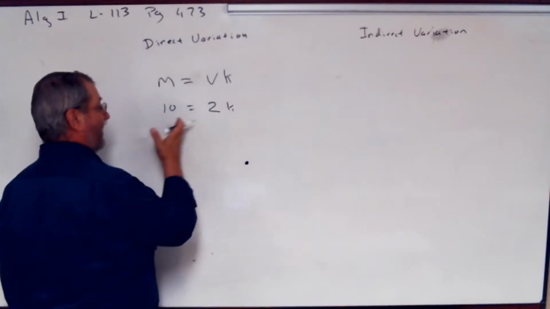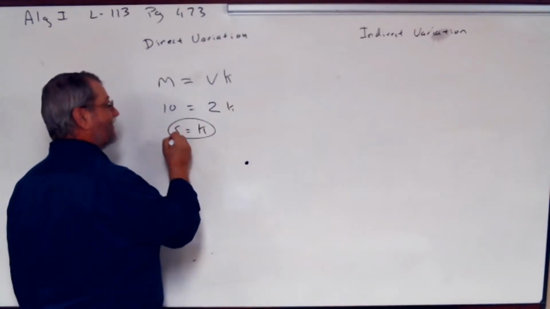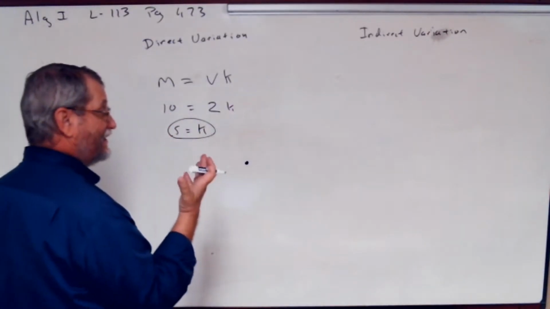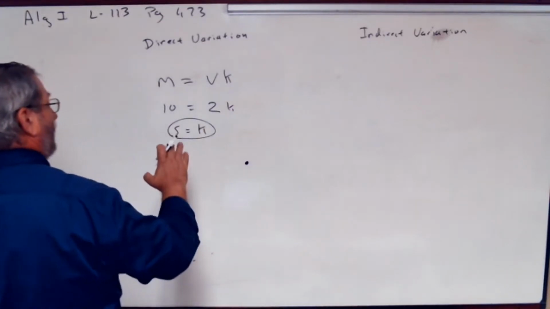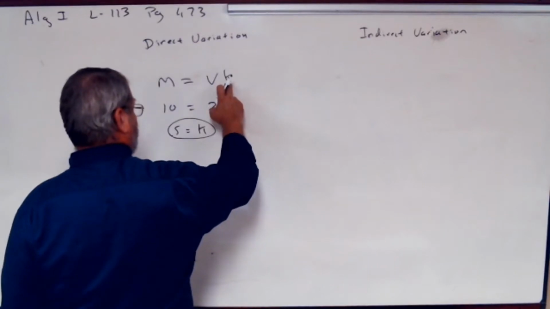Pretty easy. We divide by 2. So K is 5. That is our constant. Constant means it doesn't change. So now we're going to go to the second part of the problem. We found K. K is going to go right there.